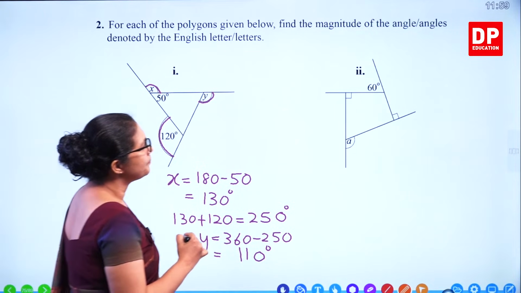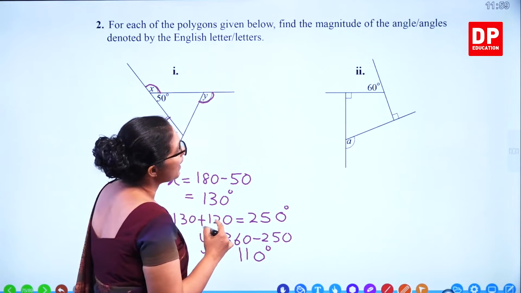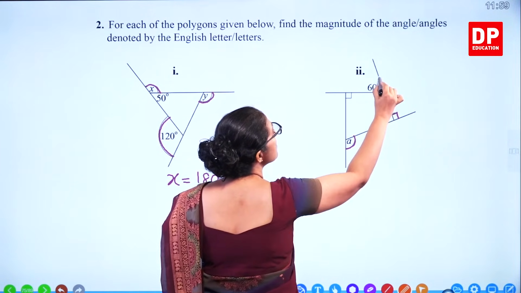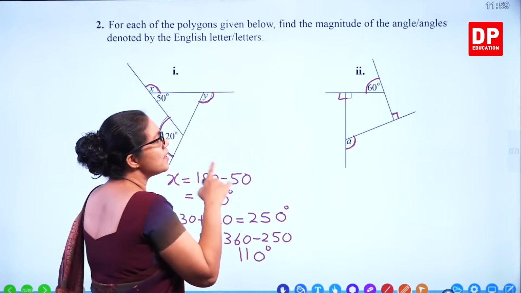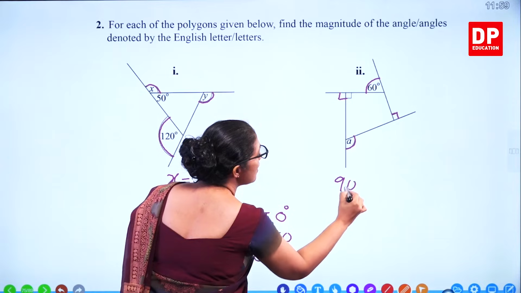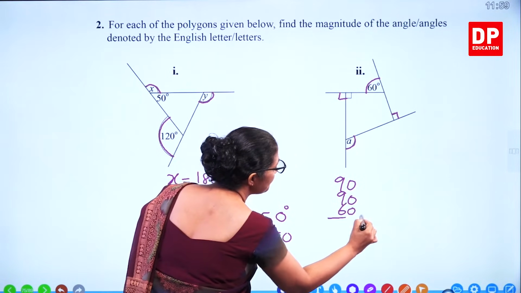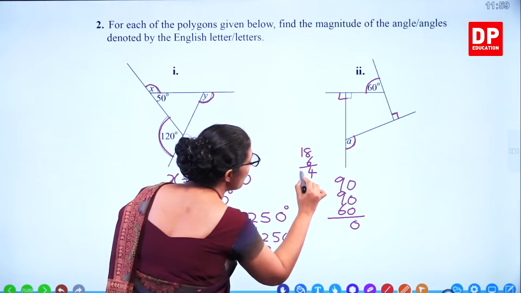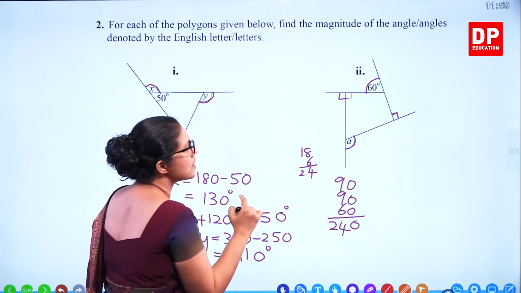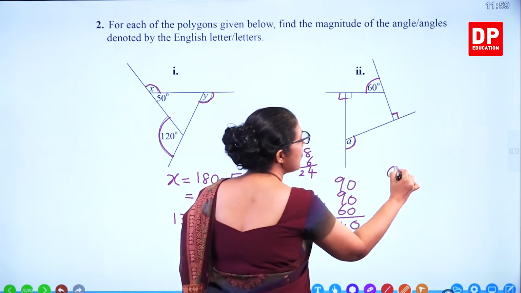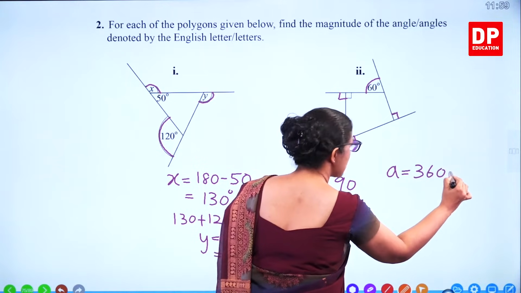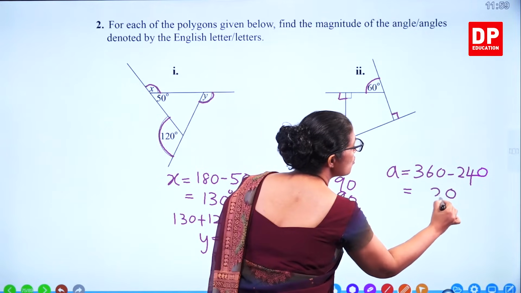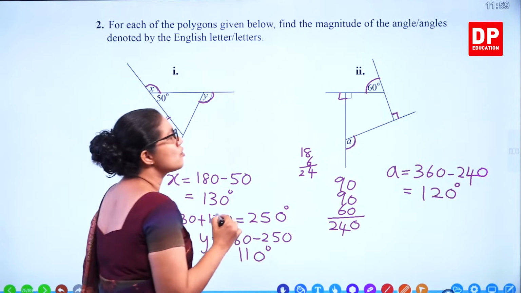What about this one? You need A. What are the exterior angles? This one, this and this. So we'll add 90, 90, 60. 18 plus 6, 24. 240. So how do you find A? A becomes 360 minus 240. 120 degrees.